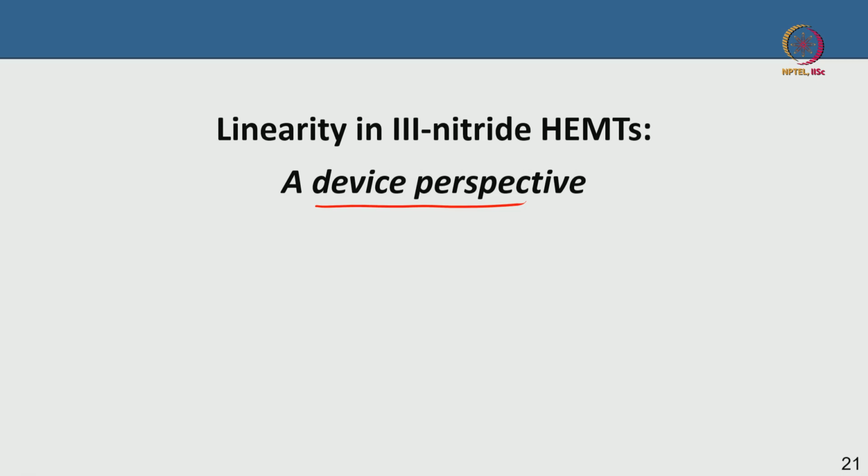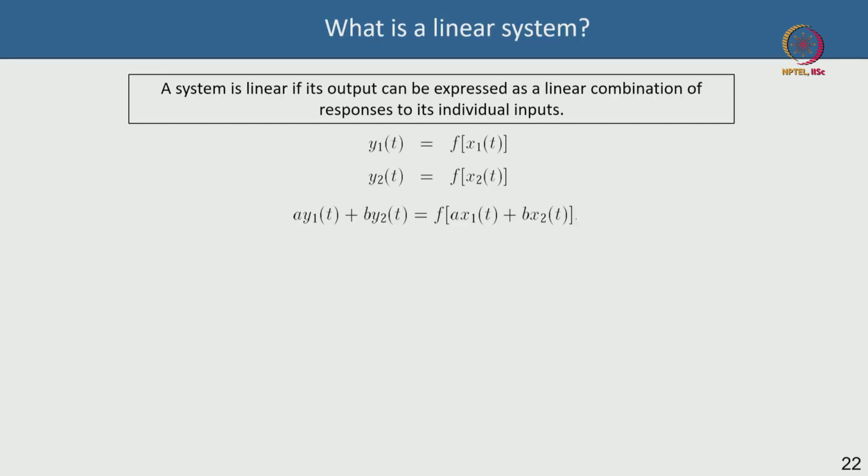But before that we need to understand what linearity means. Mathematically speaking, although it looks mathematical, it is very simple. If you can express an output as a linear combination of the individual inputs, then that is a linear system. So if you have two functions x1 and x2, and y1 and y2 that depend on x1 and x2, and the linear combination of the outputs is also a function of the linear combination of the inputs, it is a linear system.